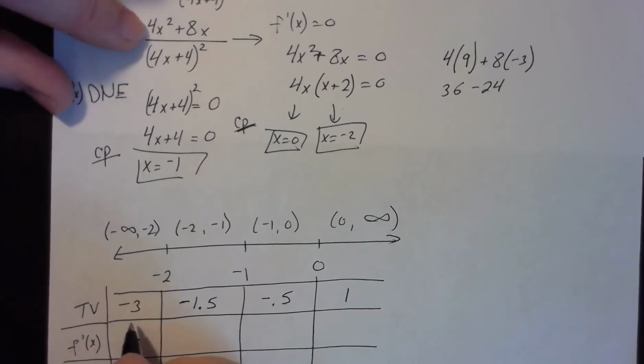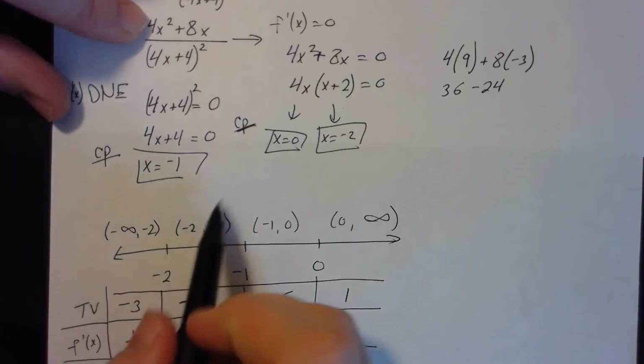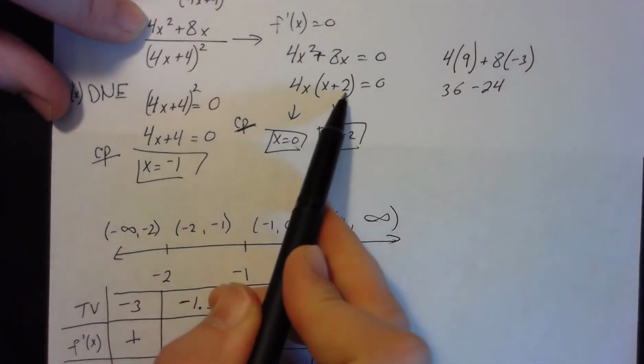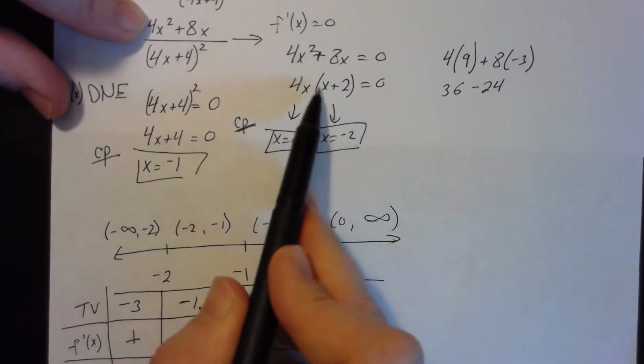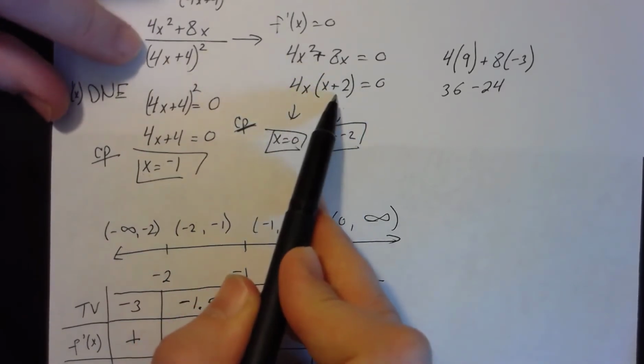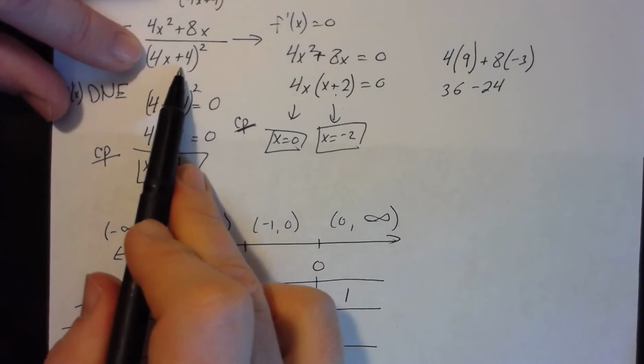Again, we can double check this by using the factored form. If you look right here at 4x and x plus 2, you'll notice if I plug in -3 here, this term is negative. If I plug in -3 here, this term is negative. Negative times negative is positive, divided by, again, an always positive number, is positive.